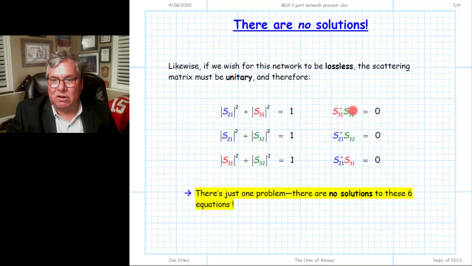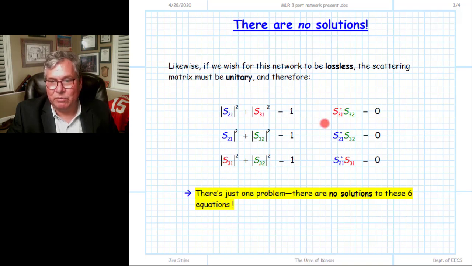We could satisfy all three of these if, let's say, the magnitude of S31 was equal to 0 and the magnitude of S32 is equal to 0. This equation would certainly be satisfied. This would be satisfied because the magnitude of S32 is equal to 0. This equation would be satisfied because the magnitude of S31 is equal to 0. But if the magnitude of S32 and S31 were equal to 0, then it would not satisfy this equation: the magnitude squared of S31 plus the magnitude squared of S32 is equal to 1.